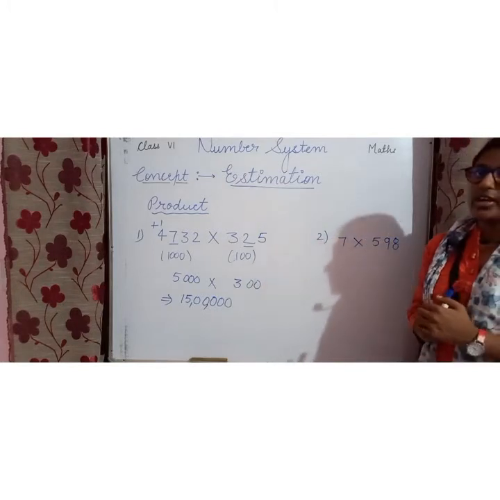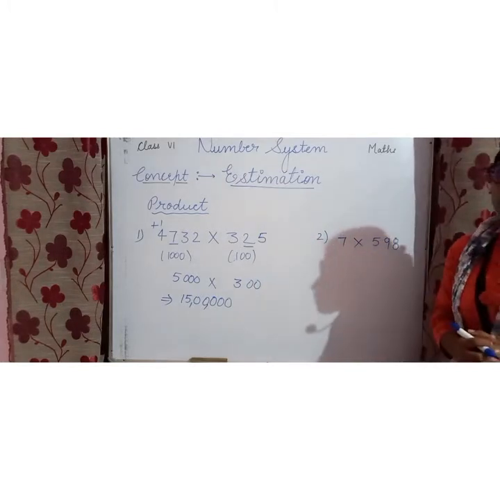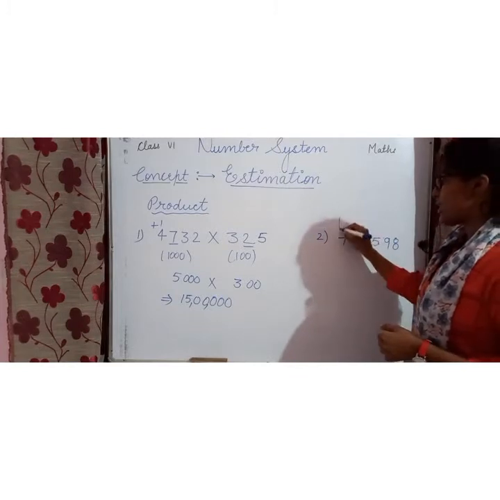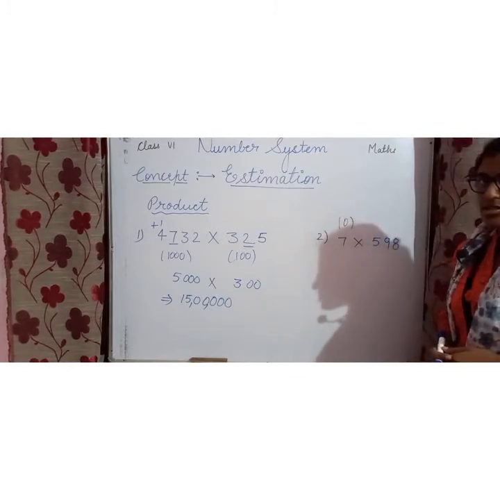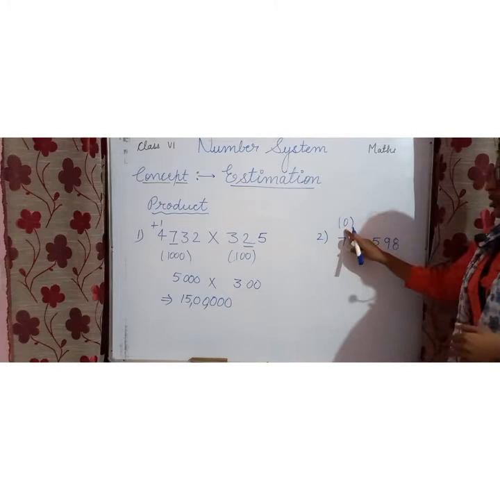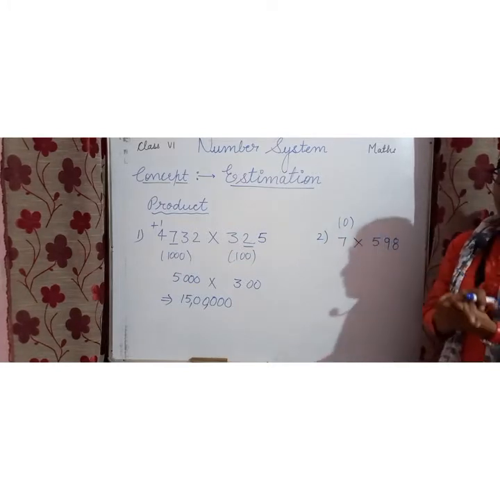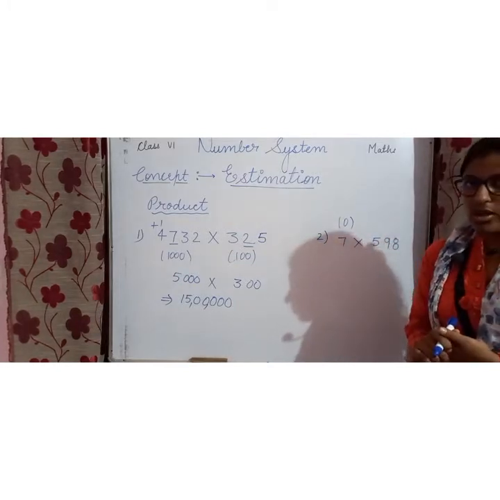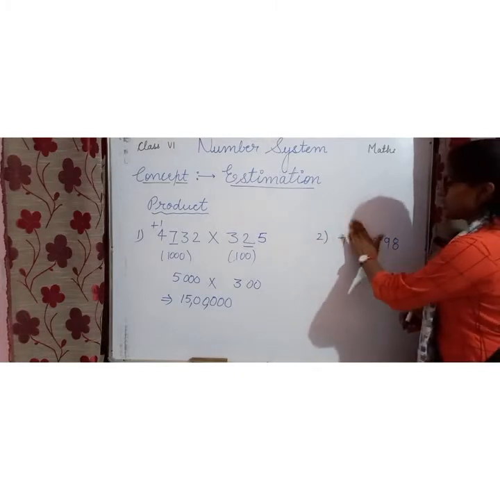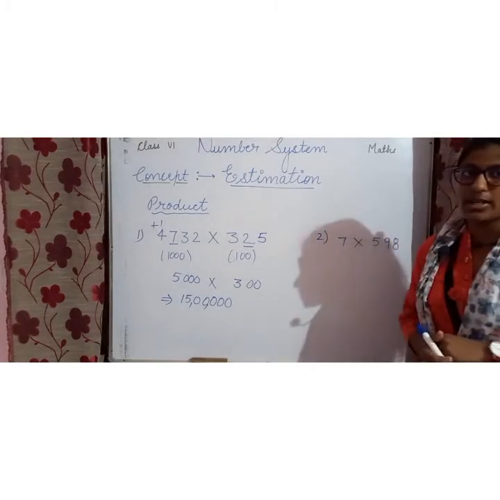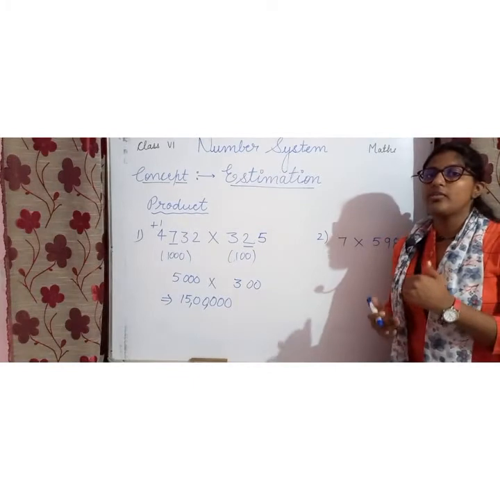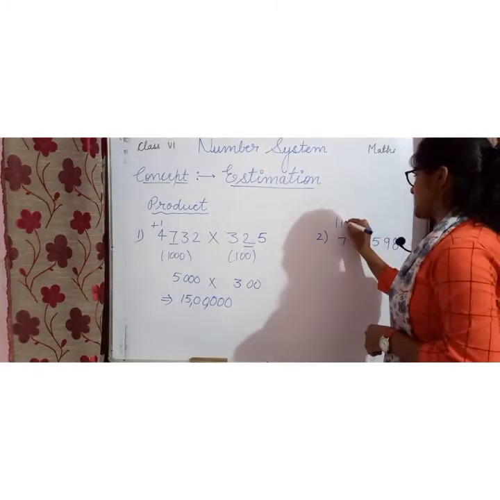We are identifying the place value. What is the place value of this 7? The place value of this 7 is ones. Yes? So we can round it off to the nearest tens here. Okay? Because when you round off to the nearest ones, no values, you are getting 0. So here we round off to the nearest tens.